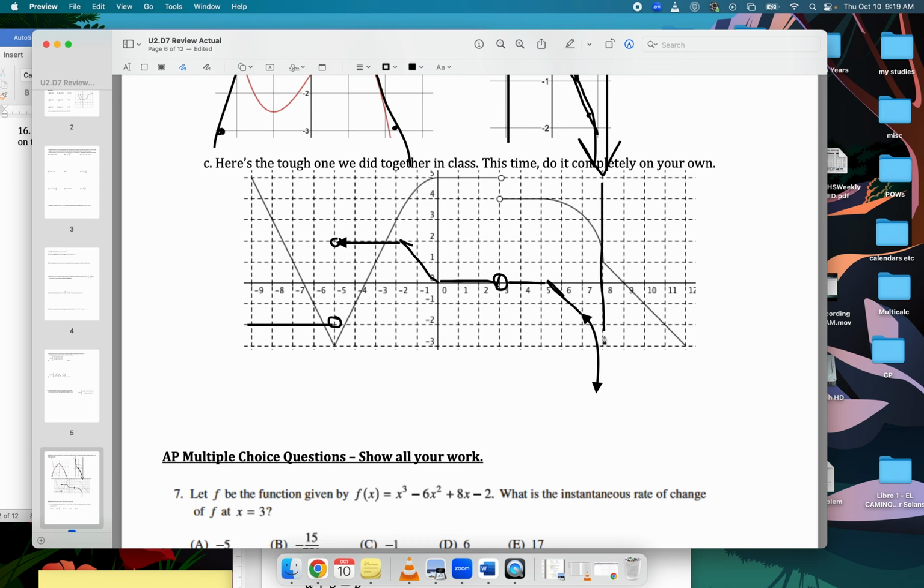So vertical asymptote. And then after that, there's a corner here, so the derivative is undefined at 8. But afterwards, the slope is just constantly negative 1. So it's undefined at 8, but then after that, the slope is just constantly negative 1.